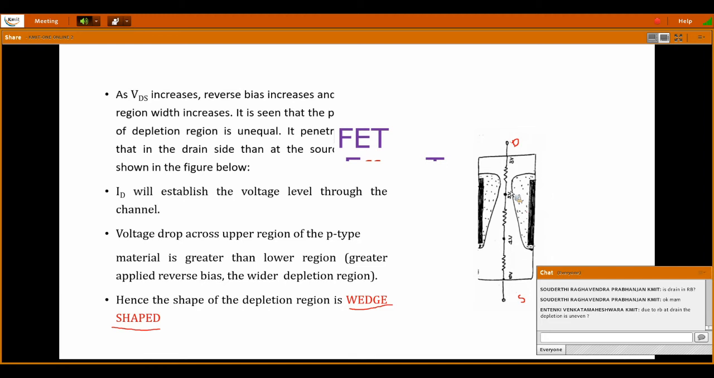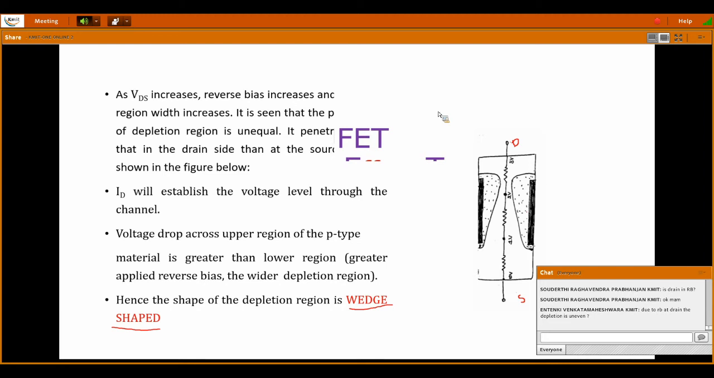Okay, so this is the overall concept in the second case. In the second case, we have understood 2 points here. One is the ohmic region, that is, VDS increasing so ID is increasing, and the next part is this reverse bias concept, the wedge shaped depletion layer. Okay, have you all understood till here?